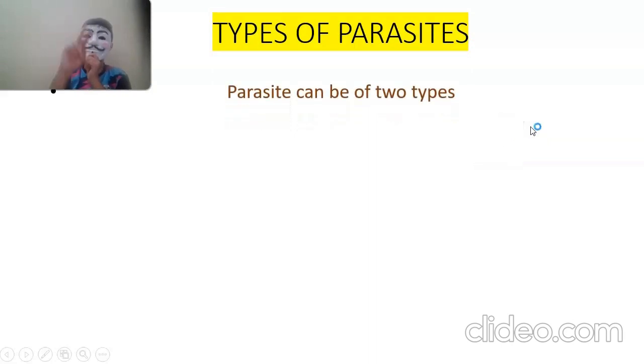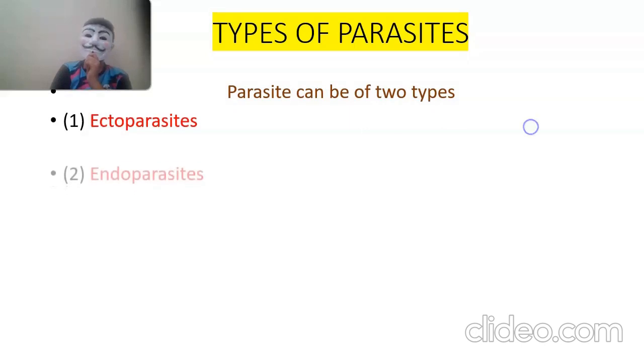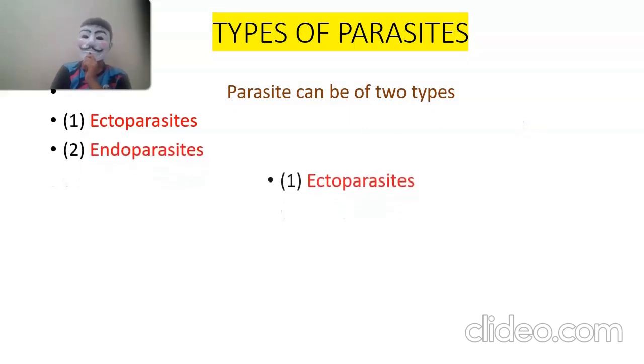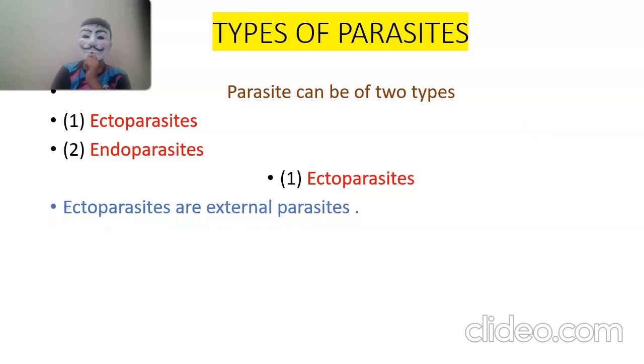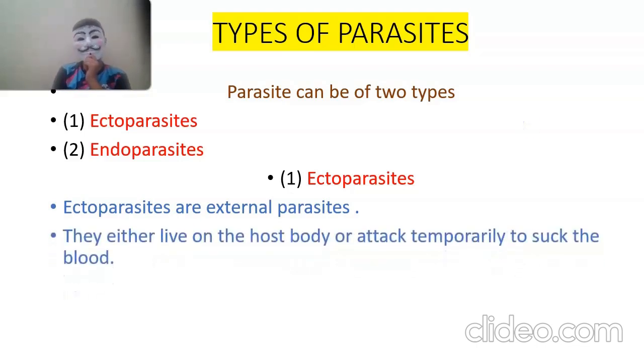Parasites can be of two types: ectoparasites and endoparasites. Ectoparasites are external parasites. They always stay on your body, on your hair and skin, and never go inside. They either live on the host body or attach temporarily to suck the blood, like mosquito and lice.